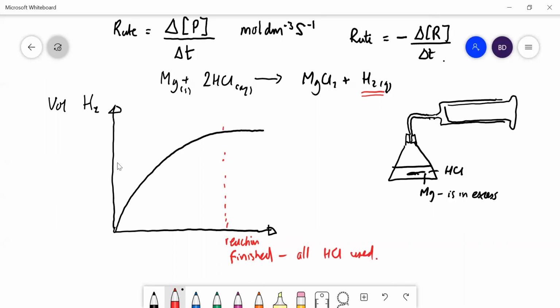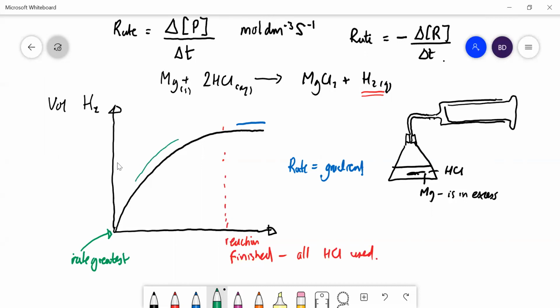How could you work out the rate of reaction from this graph? Well, the rate of reaction would be given by the gradient, the slope of the graph. So at this point here, the gradient is 0. No more hydrogen is being produced, the rate of reaction is 0. Where would the rate be the greatest? Well, the rate would be the greatest at the very start. And as soon as the reaction starts, the gradient gets less and less and less as you go up.